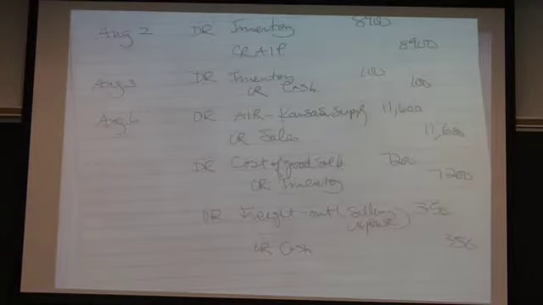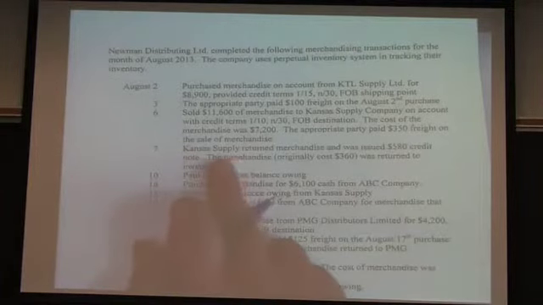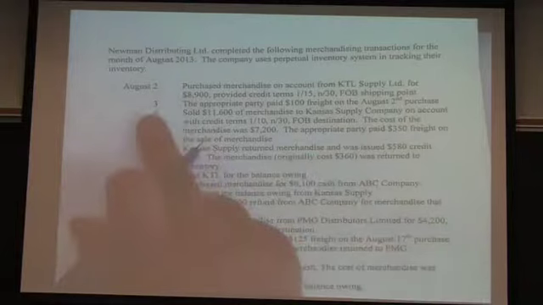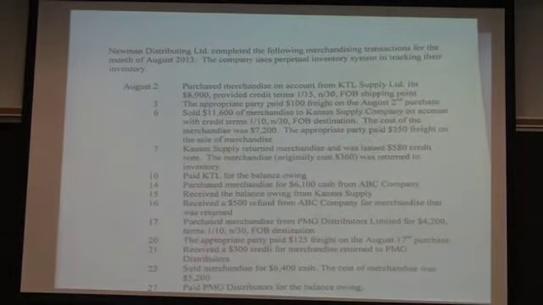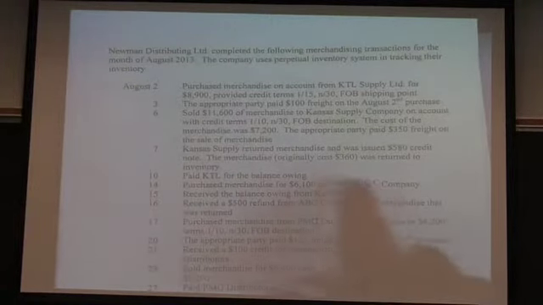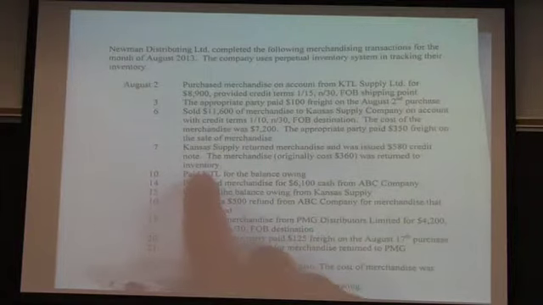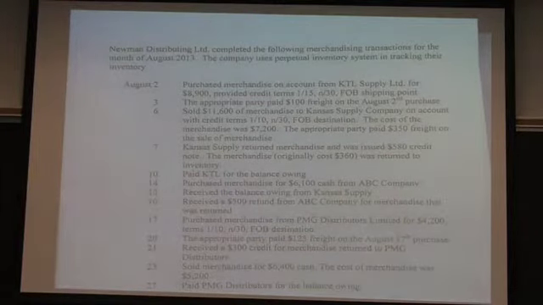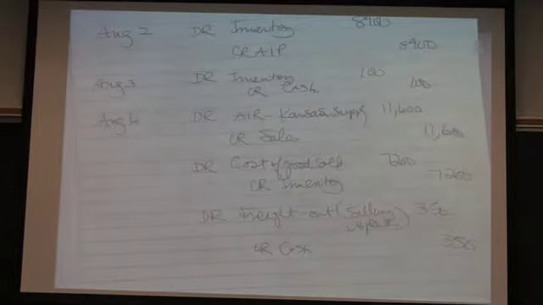Now, moving on, let's look at August the 7th. Kansas Supply returned merchandise. So we sold them on the 6th. They returned some merchandise and was issued a $580 credit note. The merchandise originally cost $360 was returned to inventory. In other words, Kansas returned a whole bunch of goods, and given the fact that they were returned to inventory meant that there wasn't damage, it was still in good condition, it was ready to be sold to another party. So here we need to reflect the actual sales return.